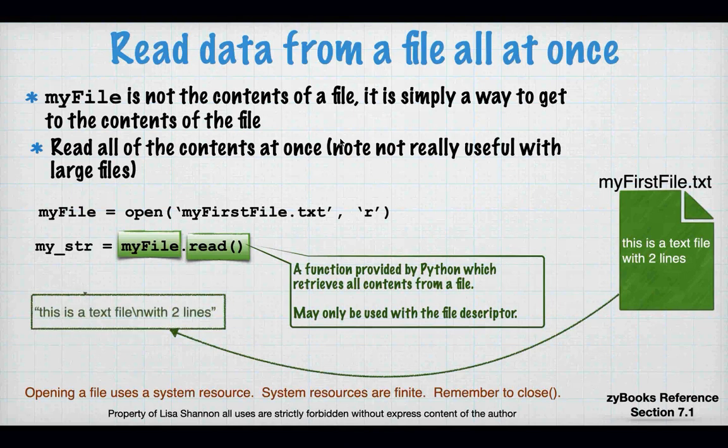So in this case, I'm reading it, and I'm reading it as the whole thing. I'm just saying get everything from the file. And what you'll see here is this is a text file with two lines, separated by a new line, a slash n. So it's going to get everything as a string, and it's going to put it back into the string. So that's one way to read data from a file. That's the quickest, the easiest way.